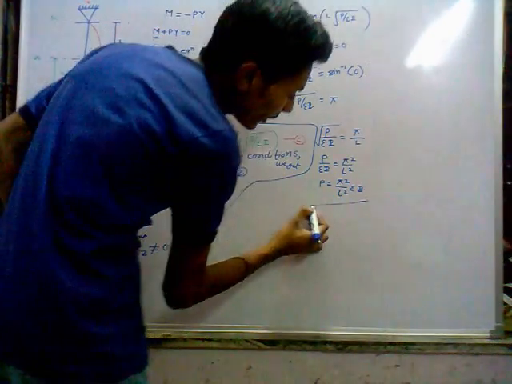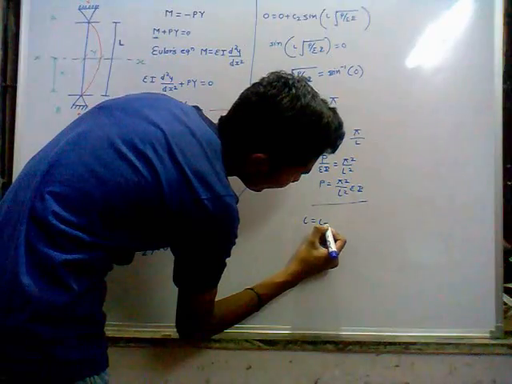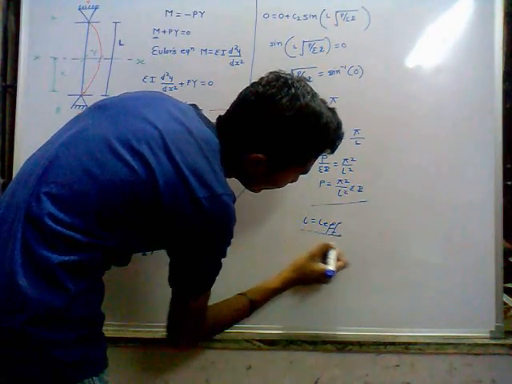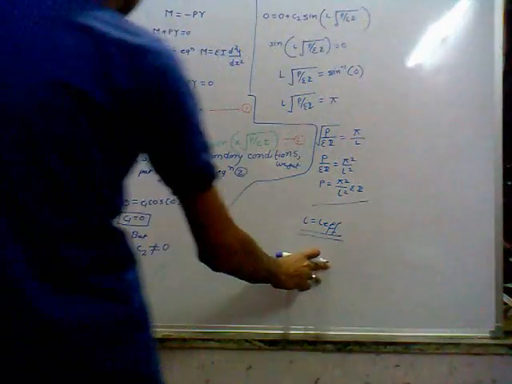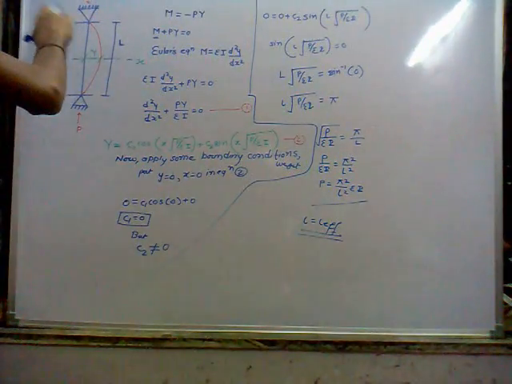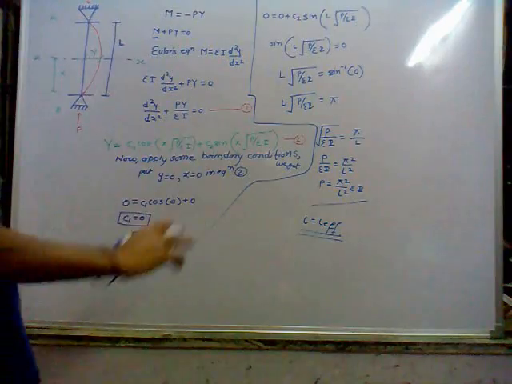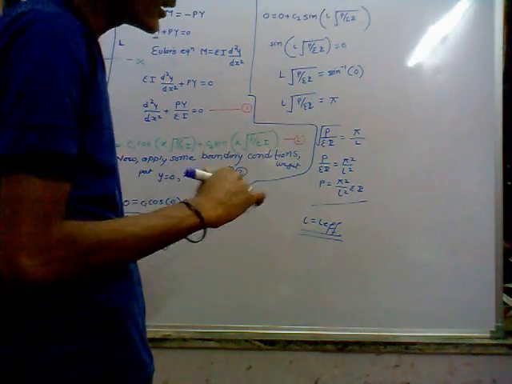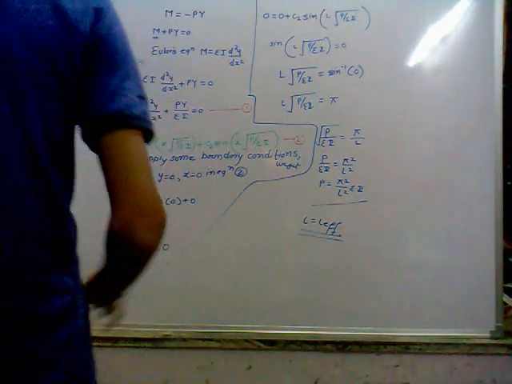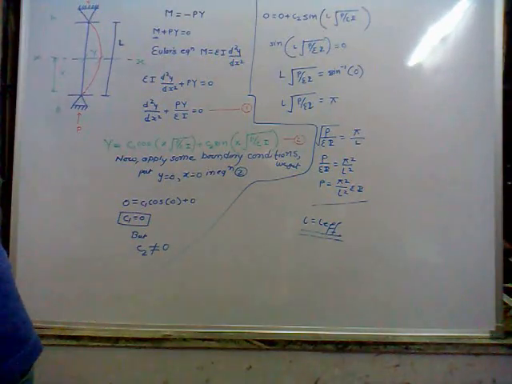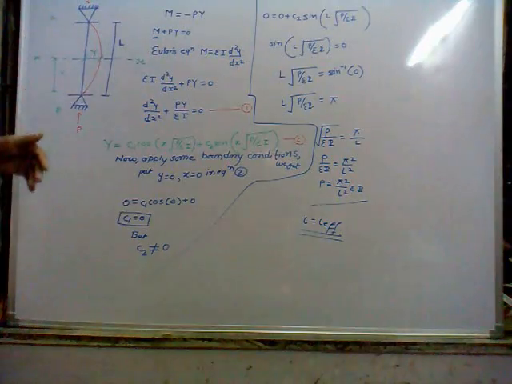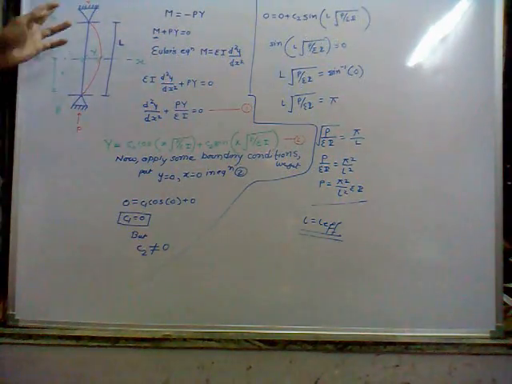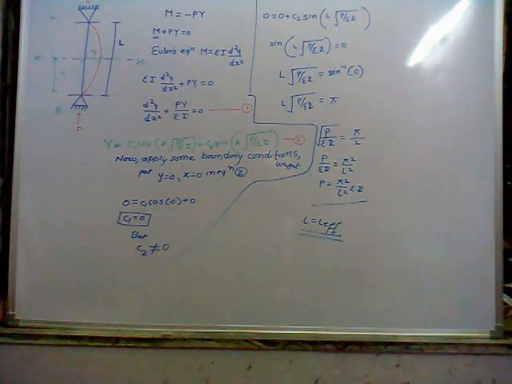Here L equals L effective. Whenever both ends are hinged, we take the value of L as L effective. So this is the total equation. What we have done: we first draw this diagram, and now we take the bending moment when the force P is applied on both ends of the column.